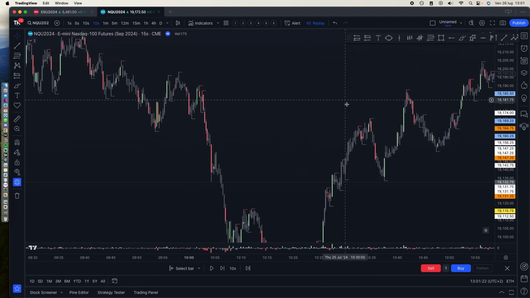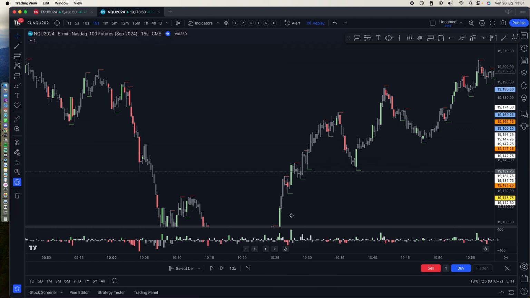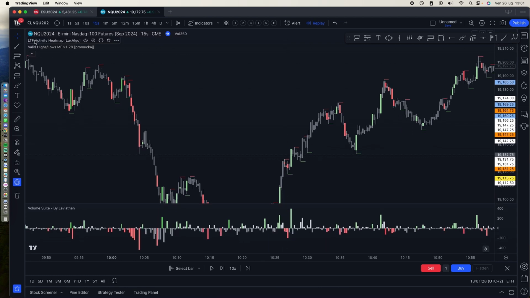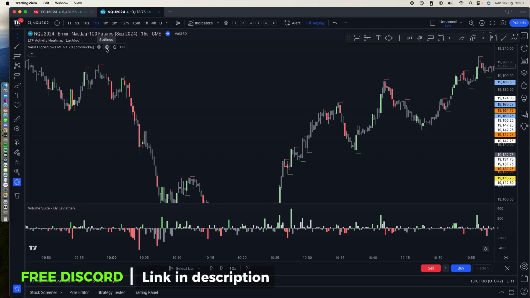the backtest. So for example, the indicators, which is something very useful. I have 3 indicators: the value highs, value lows by Promokai, which I'm very grateful for. You already know that. The second indicator is Volume Suite, by Leviathan, and I already spoke about this indicator. Basically, it's a very good indicator because it shows you the delta, buyers and sellers movement, order flow.